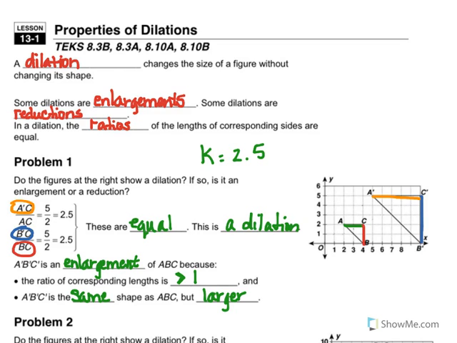A prime B prime C prime is an enlargement of ABC because the ratio of the corresponding lengths is greater than 1, and A prime B prime C prime is the same shape as ABC, but it's just larger. And really, that's dilation. So what I would like for you to do is to pause the video and go ahead and work problem number 2, and then begin it back to see if you have the same information that I have.